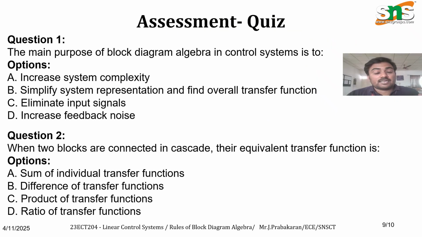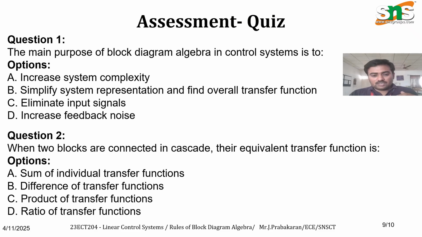Let me check your understanding. Here we have a small assessment quiz. The first question: the main purpose of block diagram algebra in control systems is to which one is correct? Option A, option B, option C, option D. The correct option is option B: simplify system representation and find overall transfer function. This is the correct answer.